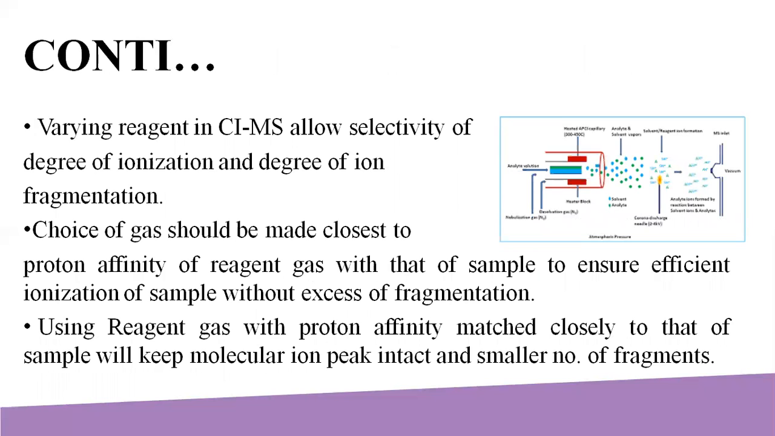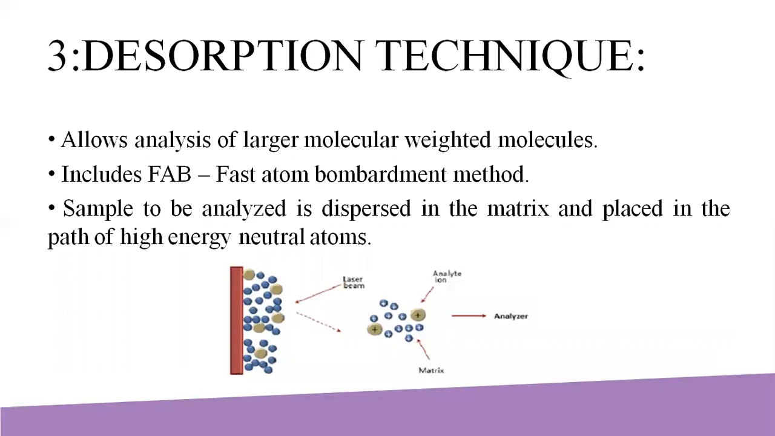Varying the reagent in chemical ionization mass spectrometry allows selectivity of the degree of ionization and the degree of ion fragmentation. The choice of gas should be one whose proton affinity is closest to that of the sample, to ensure efficient ionization of the sample without excess fragmentation. Using a reagent gas with proton affinity matched closely to that of the sample will keep the molecular ion peak intact and give a smaller number of fragments. And the last one is the desorption technique.